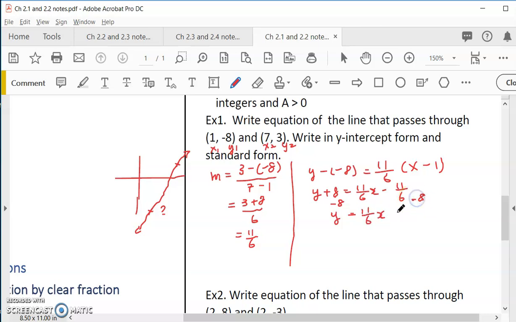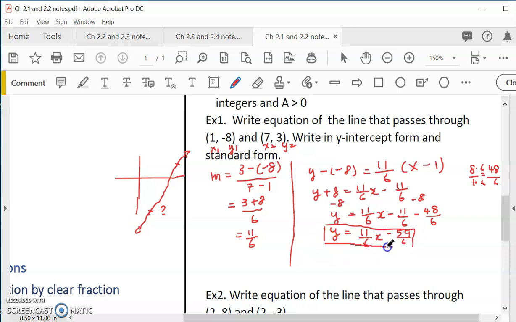Okay, so this is minus 8. So how do I minus 8? 11 over 6, common denominator, minus 48 over 6, because times 6 times 6. You can think of 8 as 8 over 1, which is 48 over 6, right? Because you do times 6 times 6. So then you combine like terms, and that is equal to 11 over 6 x minus 59 over 6. And that is the slope-intercept form. So this is one way of writing it.